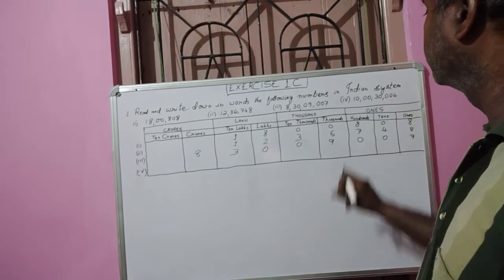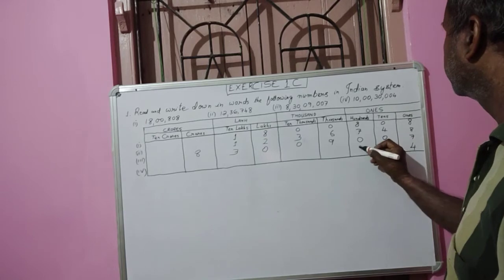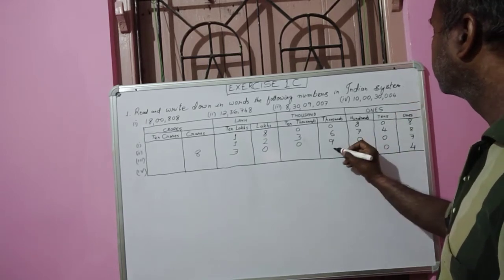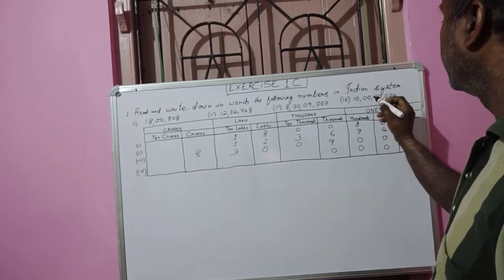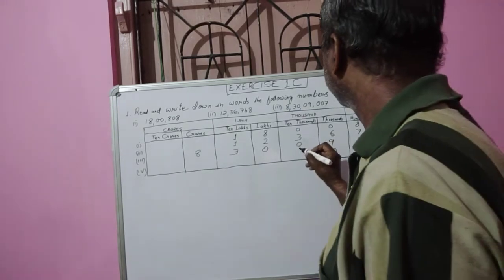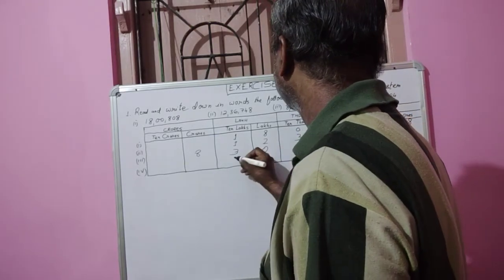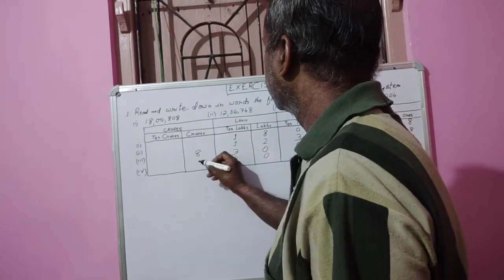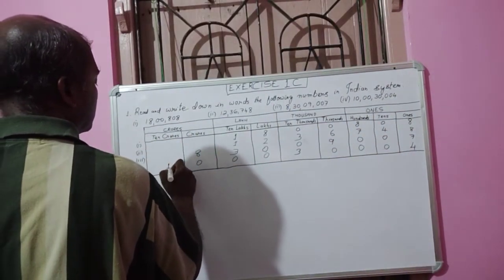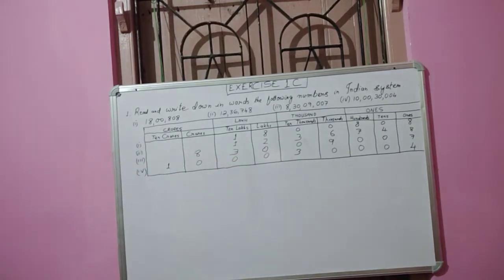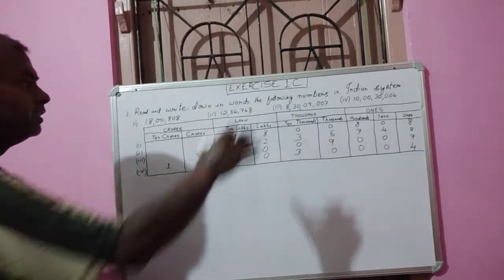The last number, ones group you have 4. Tens group and hundreds group you have 0. Thousands group also 0. 10,000, lakh and 10 lakhs group you have 0. Crores group you have 0. And in 10 crores group you have 1. So these are the numbers in periods.